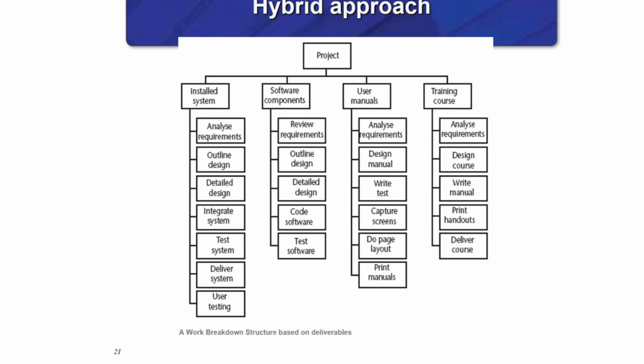Okay, so for example, in software components, you have to complete review requirements, outline design, detail design, code software, and test software. All these things need to be completed in order to produce software components. So these are tasks. This is a breakdown, WBS. Okay, this is not a schedule yet, because we don't know the time. We only know the components.